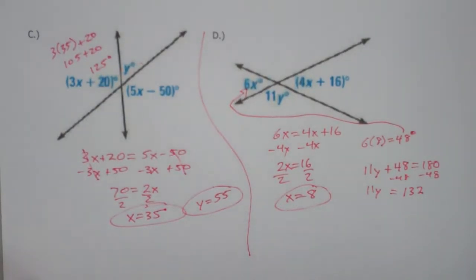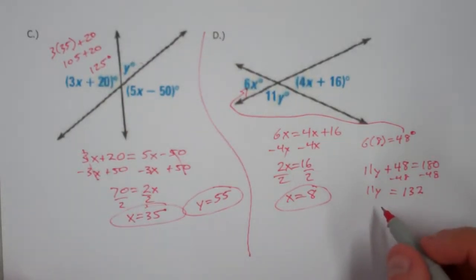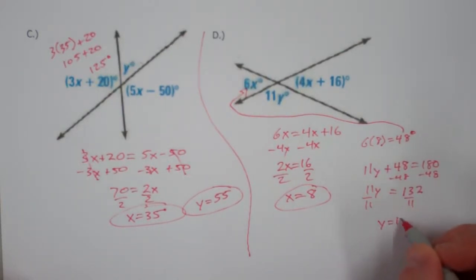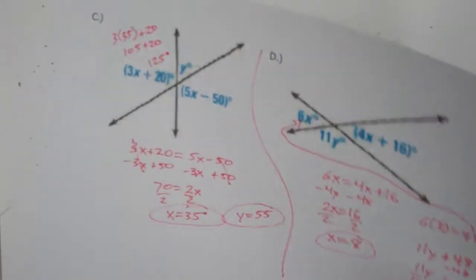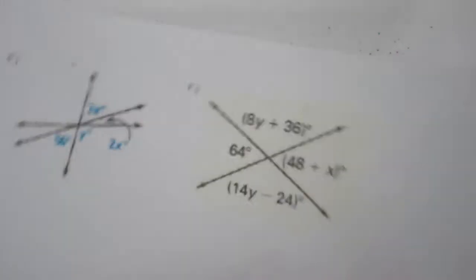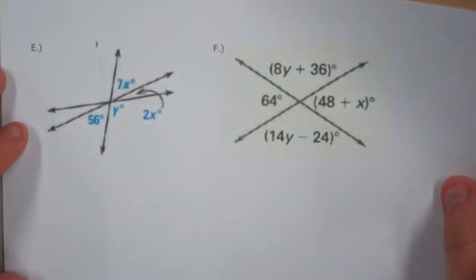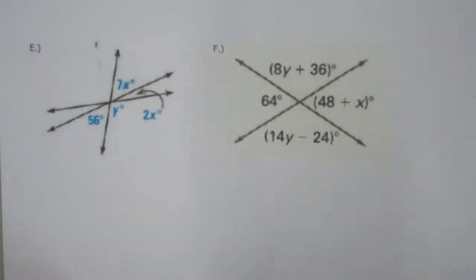Ooh, this is a tough one. Well, 11 times 11 is 121, and another 11 would be 132. So 11 times 12, I believe, would be 132. So if we divide by 11, we should get y to be 12. Just have a couple left here now. And we've got a similar situation, but just a touch different with E here, and F looks even more interesting.